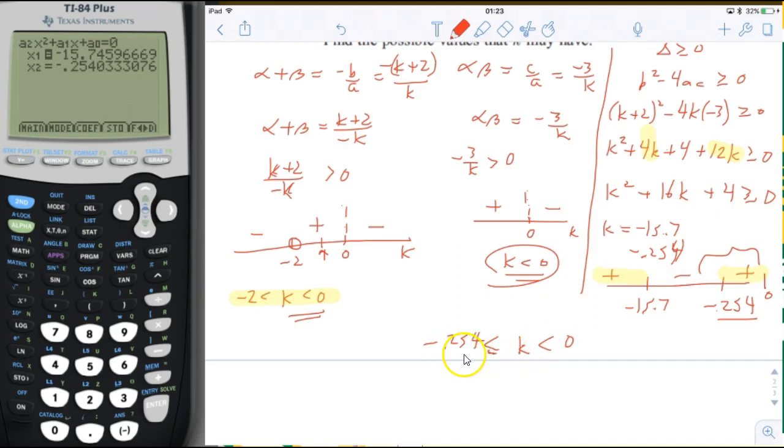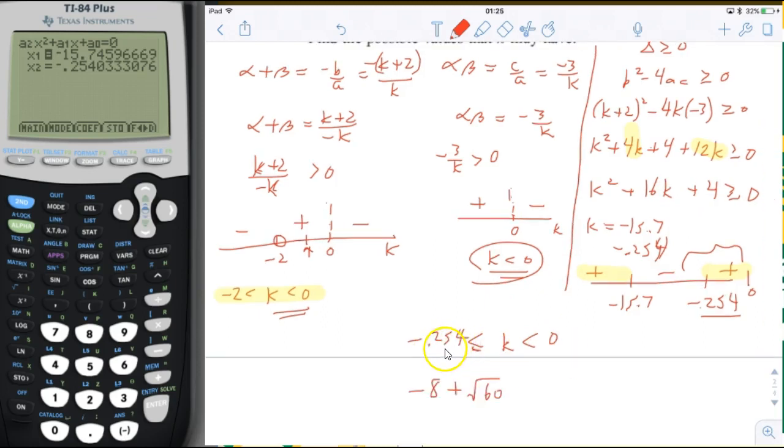And actually, this negative 0.254 is an irrational number, negative 8 plus square root of 60. So this isn't exactly right here, but I didn't really want you to waste a lot of time doing quadratic formula here, since you're already great at it, right?